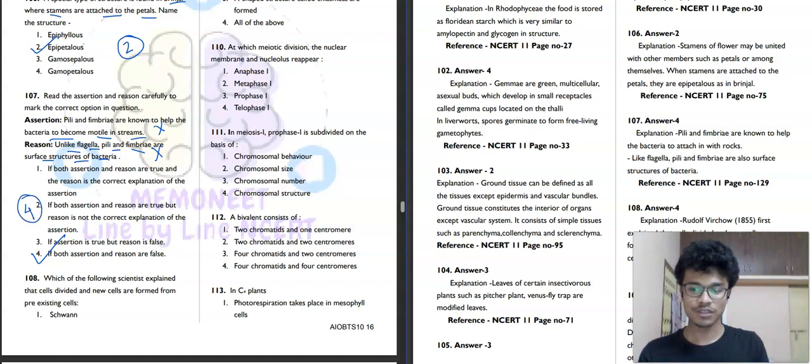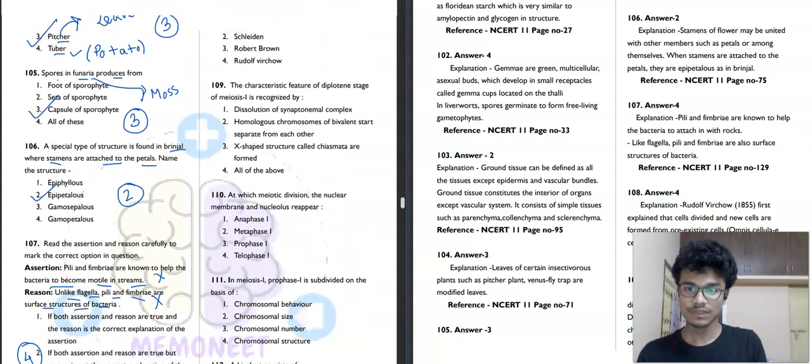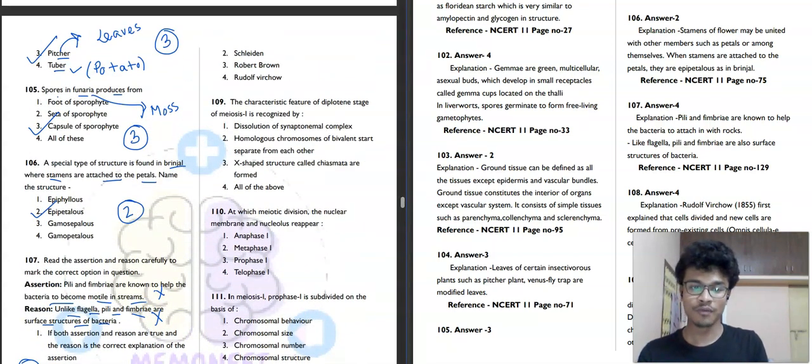Moving towards the next question, that is 108. Which of the following scientists explained that new cells are formed from the pre-existing cells? So basically options are given: Schwann, Schleiden, Robert Brown, or Rudolf Virchow. So basically Rudolf Virchow explained that new cells are formed from pre-existing cells, omnis cellula e cellula. So this is given by Rudolf Virchow. The fourth option will be our correct answer for this question.